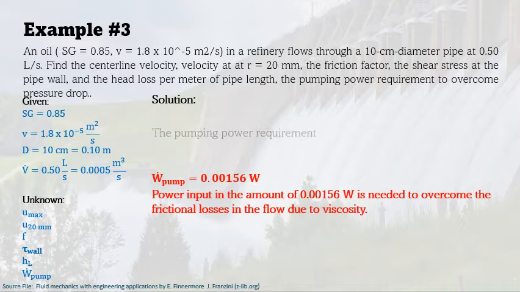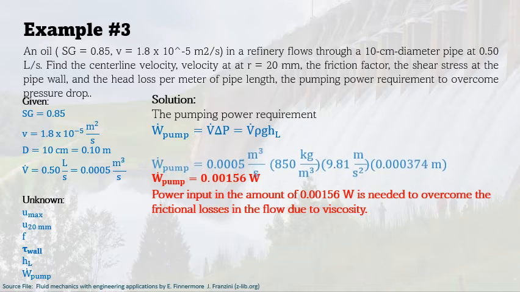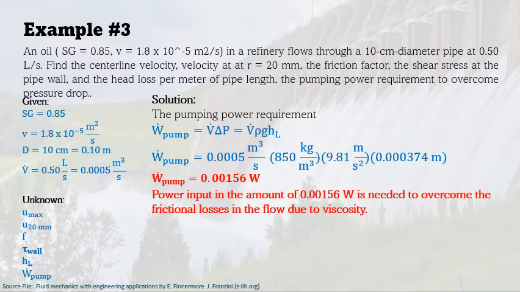For the pumping power requirement, we can use the formula that we already have a while ago. We just multiply the volume flow rate and the rho g hL. So substituting those values, we can get the pumping power requirement to be 0.00156 watts. So the power input in the amount of 0.00156 watt is needed to overcome the frictional losses in the flow due to viscosity.